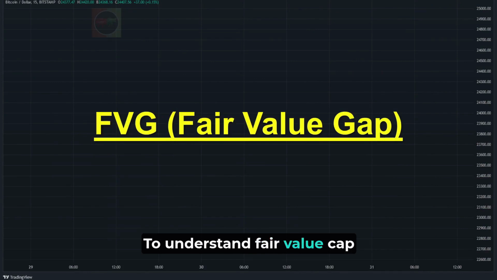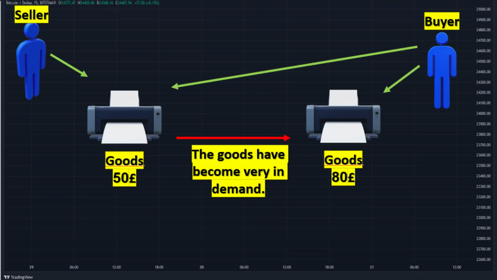To understand the fair value gap more clearly and easily, let's start with an example. In this example, we have a seller, and the buyers would be you, me, and all the other traders. The seller has merchandise that is currently priced at $50, but after a while there is demand for this merchandise and its price rises to $80. You, as the buyer, choose either to buy at this high price now or wait for a fair price for the goods, which is $50.